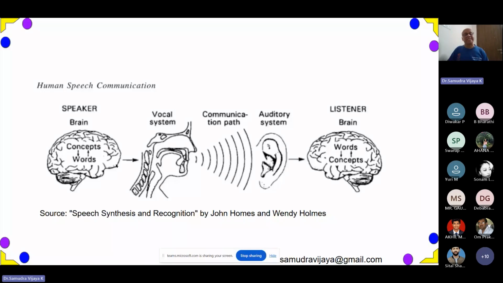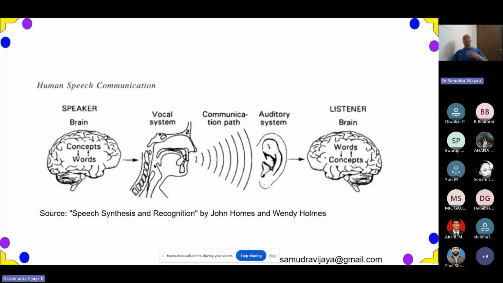So once that is done, the brain gives signals, nerve impulses, to the parts of the body which are involved in producing voice, or it gives instructions to the vocal system of the human being. And the vocal system of the human being, when a person speaks, the sound comes out. Where does the energy for the sound come from? That is coming from the air in the lungs.